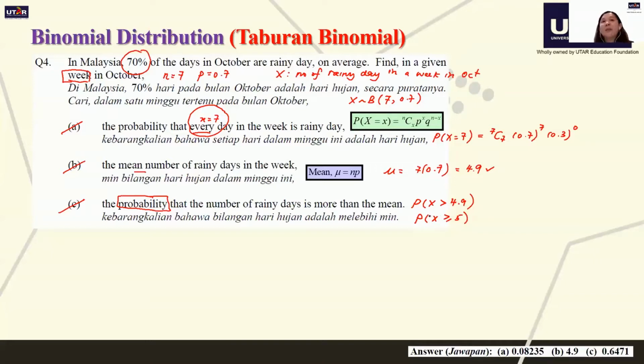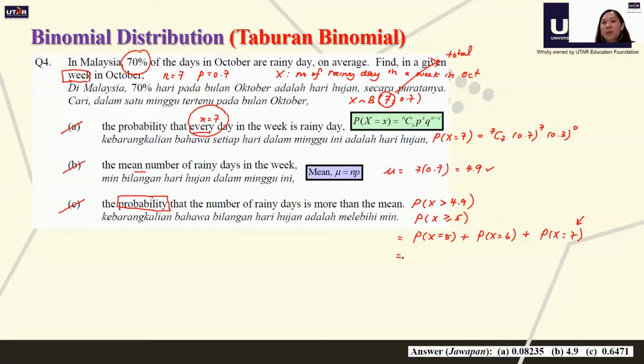Because the number of days here, we count in whole numbers one by one, right? So we will put 5 onwards. But we have a total of 7 days here, and you are checking for those greater than or equal to 5. So again, we list out into individual terms. We start from 5, add 6, then add 7. The maximum we can stop at is 7 because the total number of days in a week is only 7 days.